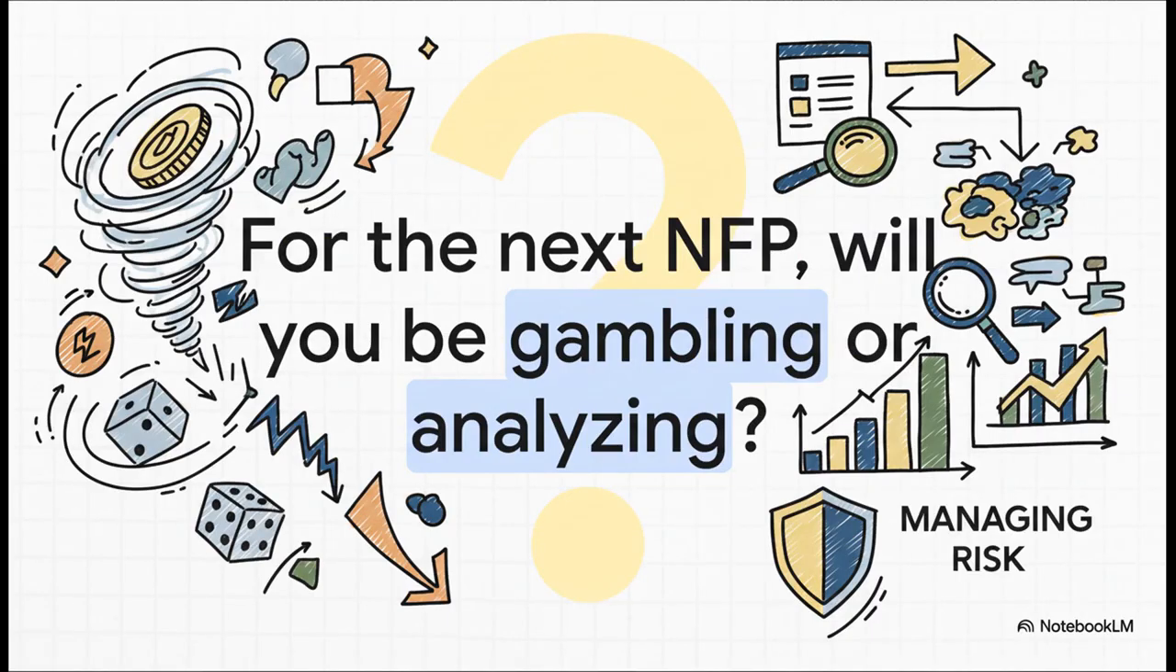So at the end of the day, that's what the triple threat framework is all about. It's about changing the NFP from a wild gamble into a strategic exercise. It's a process, a way to find the real clues hidden in the chaos, to understand the story the market is telling, and to manage your risk like a pro. The data is never going to give you certainty, but it can absolutely give you an edge. So the real question for the next NFP is, are you going to be a gambler or are you going to be an analyst?